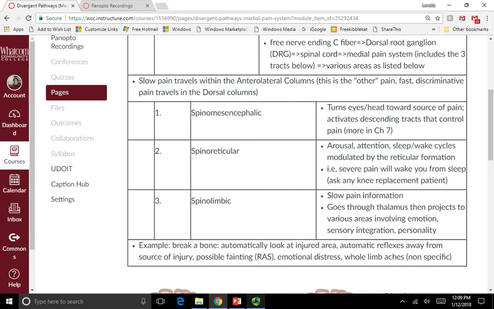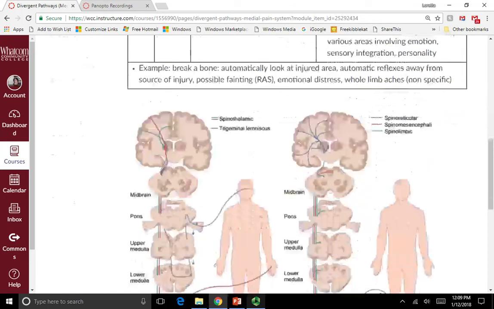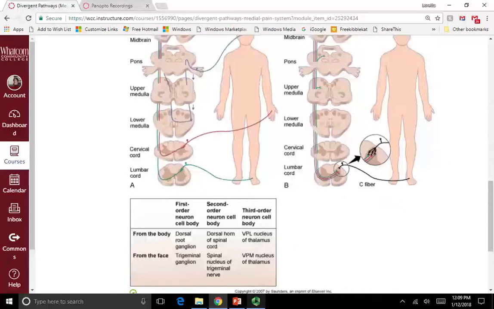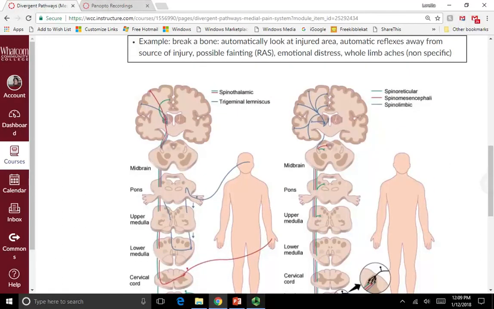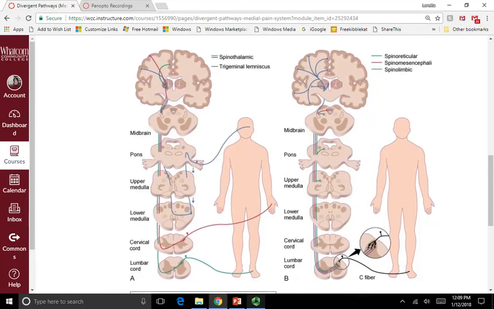Big, important things in the perception of pain. So we have the example of how it works that we talked about in the last section. These are some of the tracts. They talk about spinal reticular, mesencephalic, and spinal limbic, and the spinothalamic tract side by side comparing.